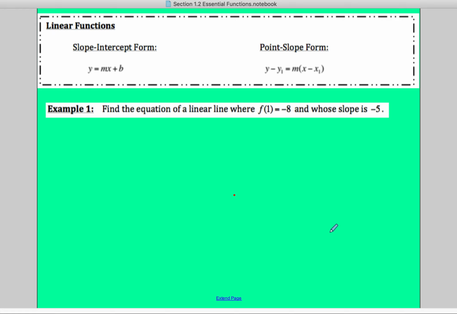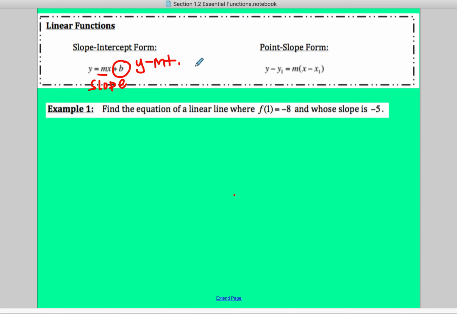All right, we're going to go ahead and dive into linear functions. There are two equations typically that we think of when we think of linear functions. We've got our slope-intercept form, which is y = mx + b. It's called slope-intercept form because m is our slope and b tells us our y-intercept.